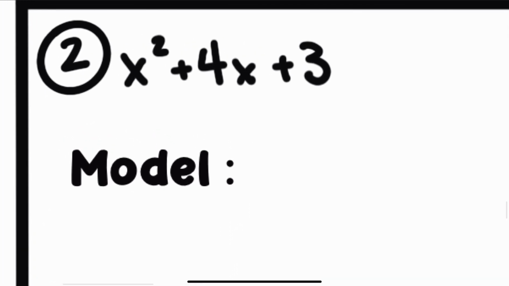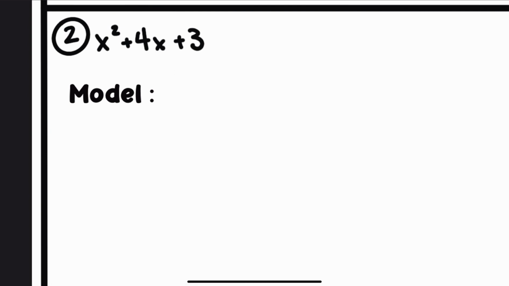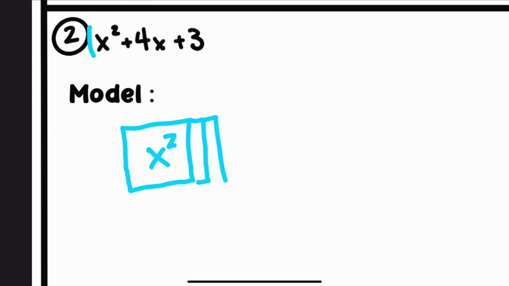We have x squared plus 4x plus 3. Okay, first part is making the model. Remember, when you're making the model, you want to try and think about those algebra tiles. You want to rewrite this problem, but with shapes. So I know that big square is going to represent my 1 x squared. I need 4 x's. Remember, those x's were rectangles. I'm going to take half of them and write them on the side. I'm going to take half of them and write that at the bottom. Okay, then I need 3 for my constant, so those are going to be the little squares. 1, 2, 3. Cool.